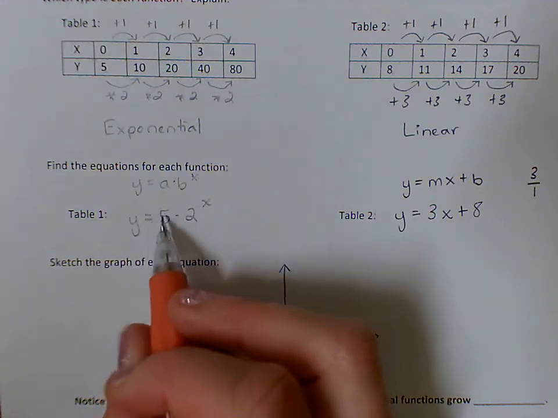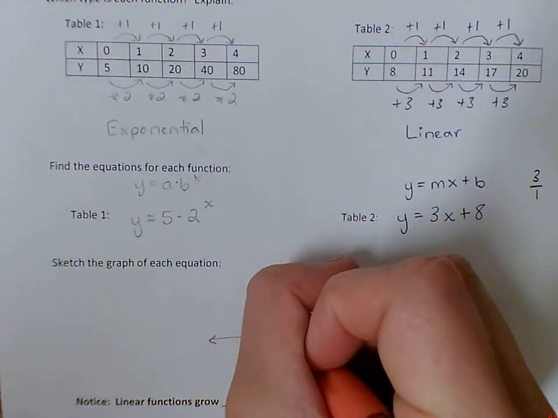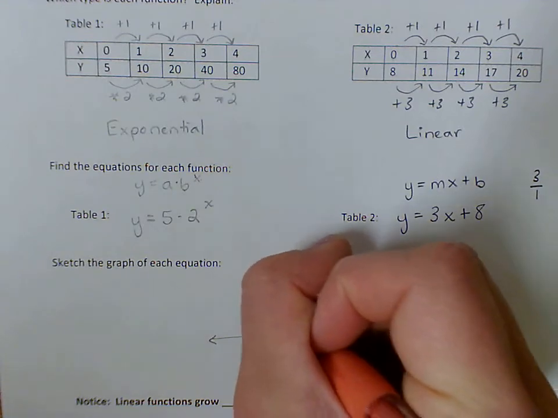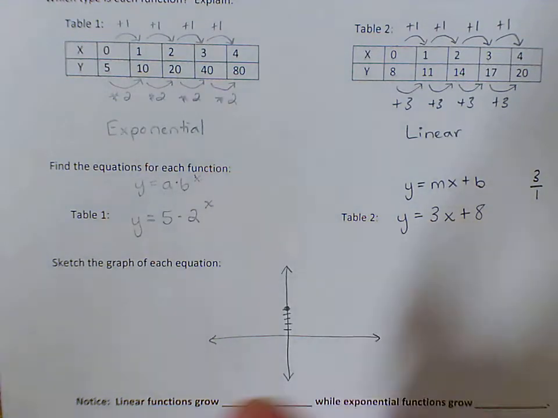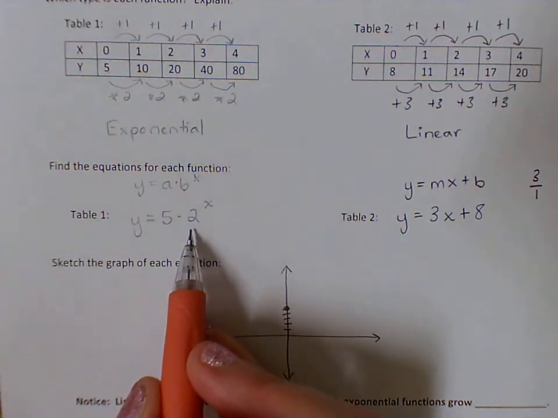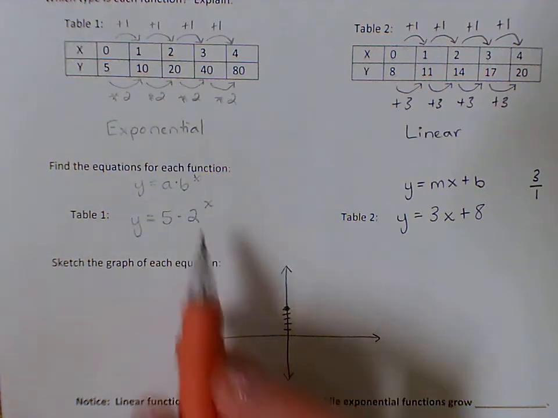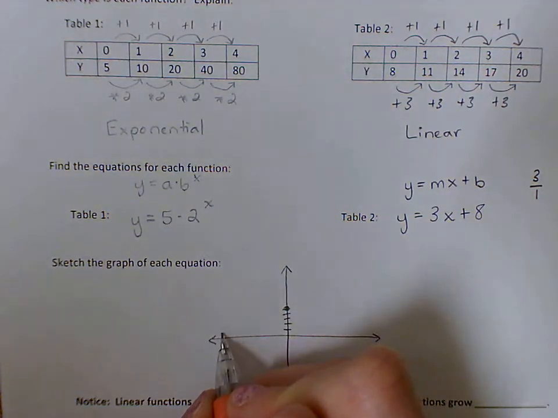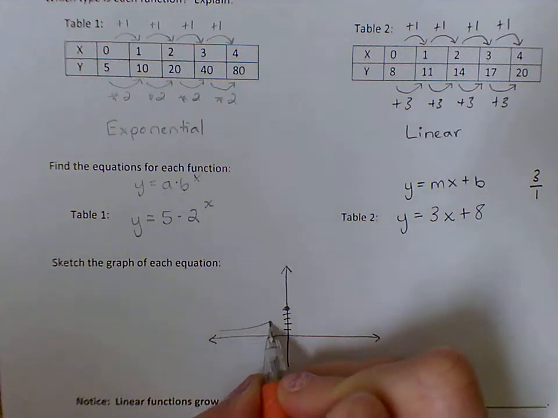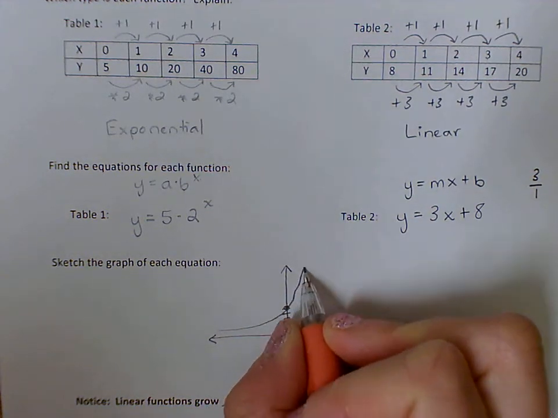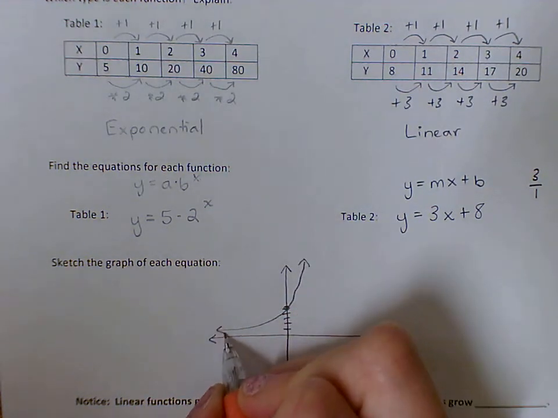So remember, this is where it crosses the y-axis. I'm going to go up to 5 on the y-axis and put a dot. And then remember, that number tells me if it grows or decays. Since that number is bigger than 1, it's going to grow. We're just sketching it for right now. Remember, growth starts kind of level and then it increases all of a sudden.